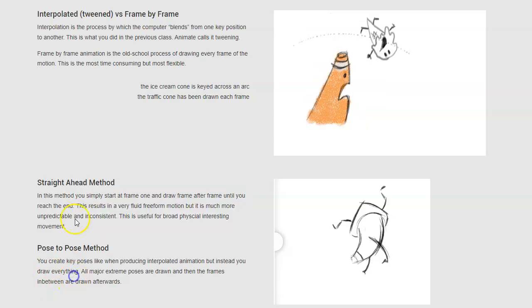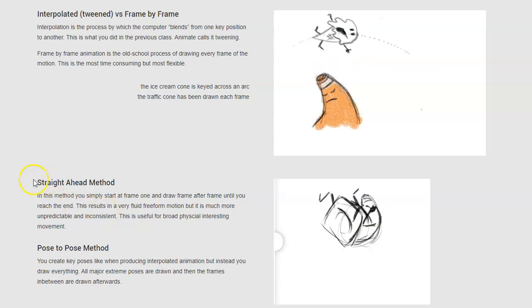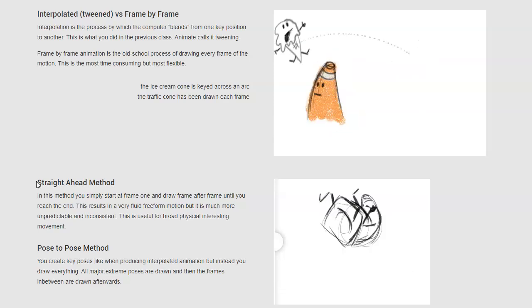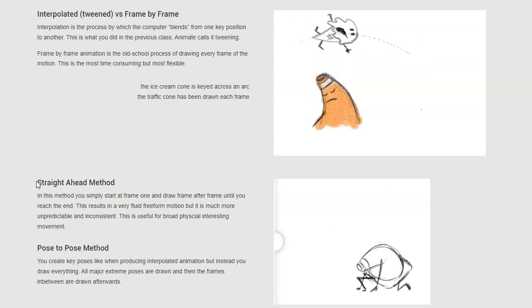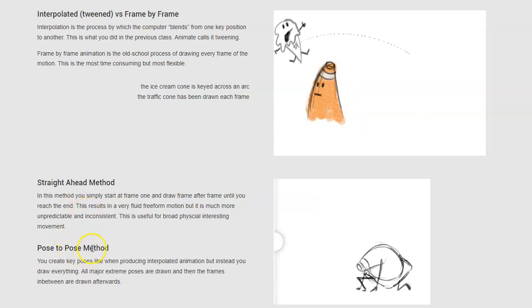But it's just another way of animating. So these are the two primary methods, particularly if you're doing hand-drawn animation. When I say hand-drawn, it doesn't necessarily have to be on paper. It could be on tablets. But when you're drawing every frame, these are the two primary methods.